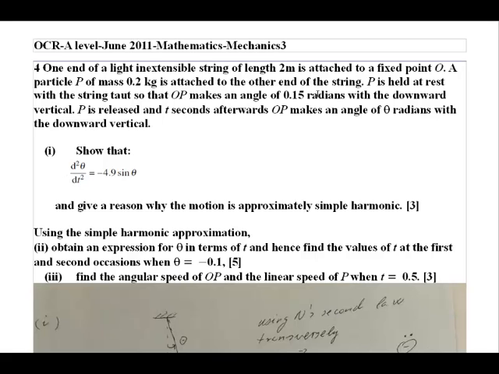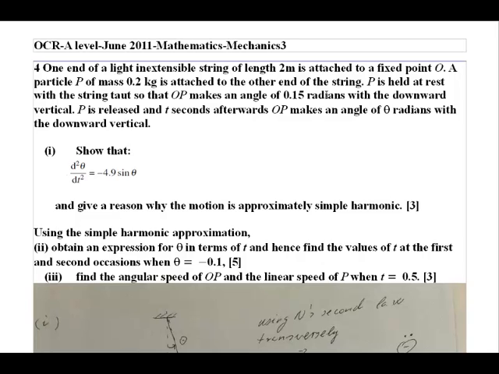One end of a light inextensible string of length 2 meters is attached to a fixed point O. A particle P of mass 0.2 kilograms is attached to the other end of the string. P is held at rest with the string taut so that OP makes an angle of 0.15 radians with the downward vertical.